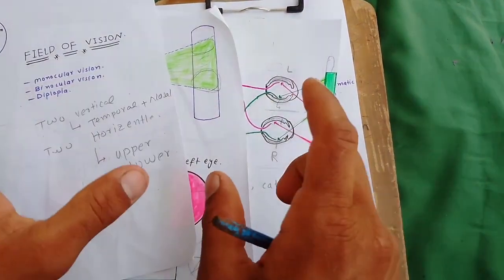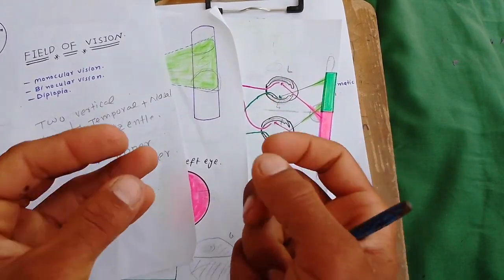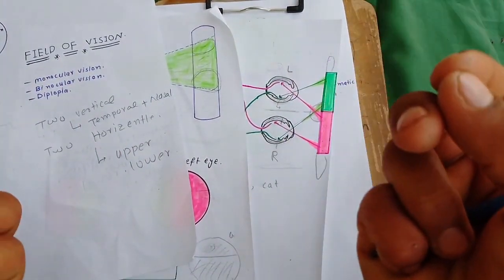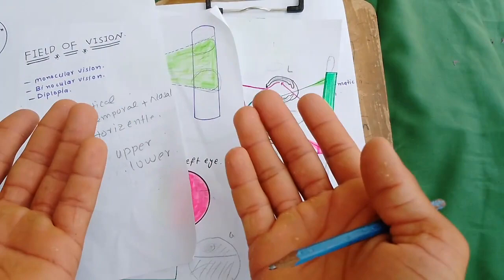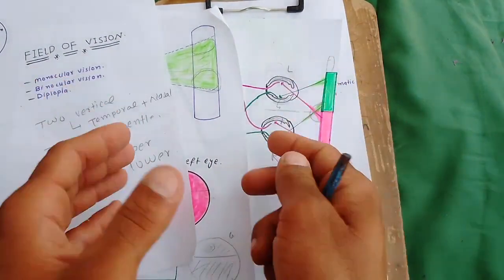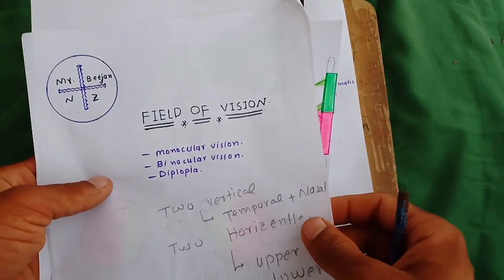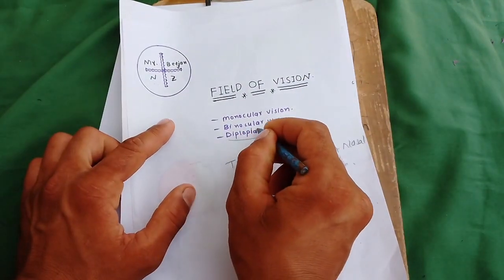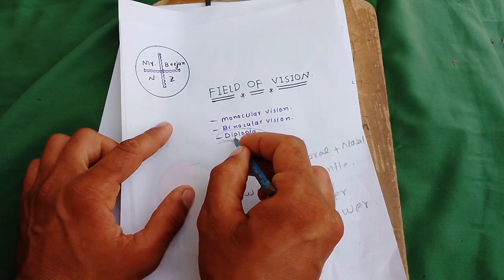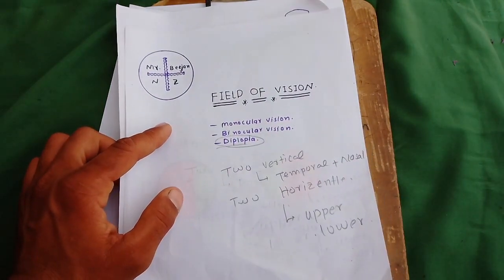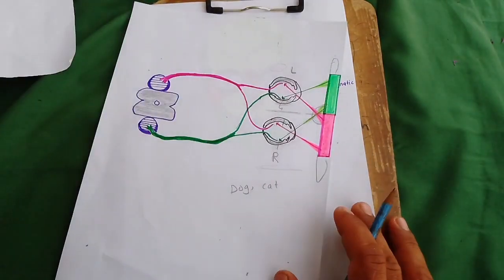Hi students, a very, very important concept. This is the baby concept, diplopia. Very interesting topic. What is meant by diplopia?